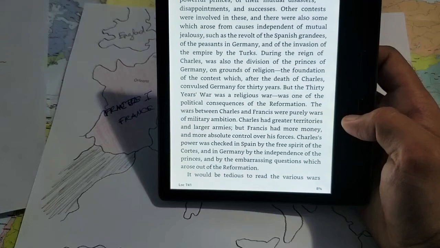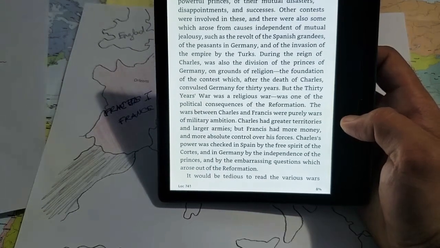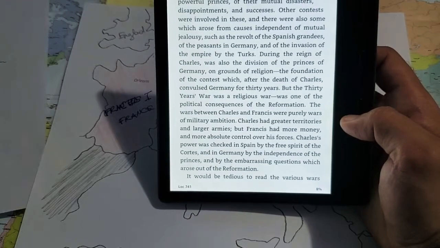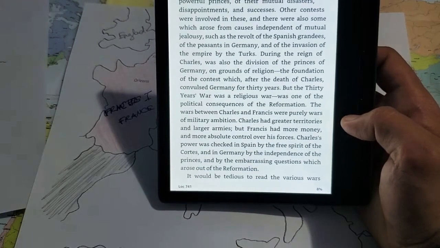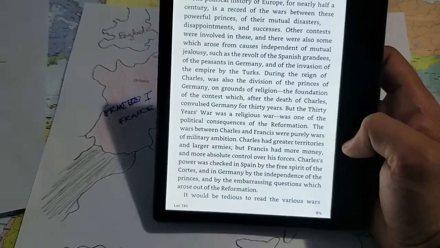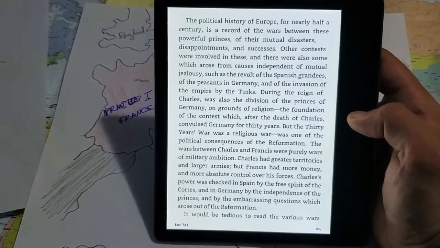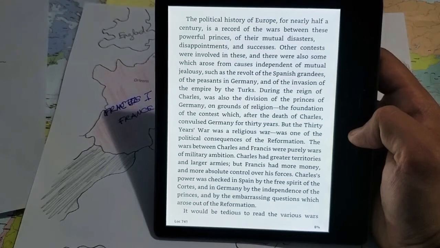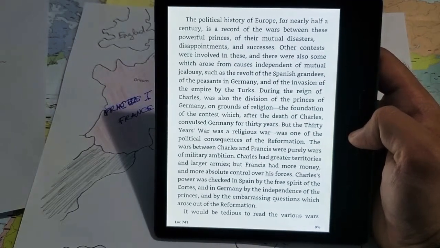Charles's power was checked in Spain by the free spirit of Cortes. I looked it up. I think that's Hernando Cortes. And in Germany by the independence of the princes and by the embarrassing questions which arose out of the Reformation. So Charles had to decide which religion his empire was going to be. Francis never had that problem. France was always a Catholic country.